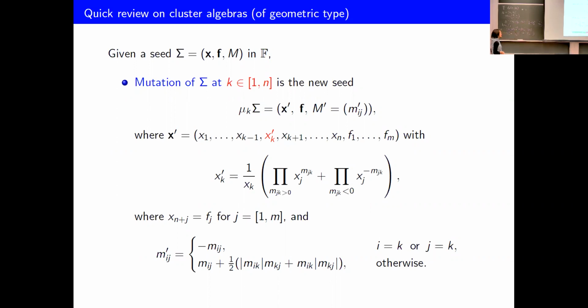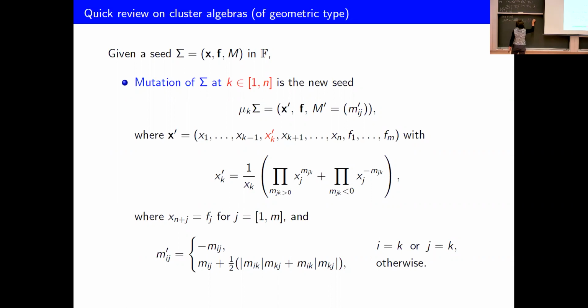Okay, then you write down this mutation matrix. This formula will give you that m prime. In this example, m prime now becomes 0, 1, minus 1, 0. It's very simple in this example. So now you got a new seed. This new seed, mu1 of the original seed, now has this x1 prime, which is 1 plus x2 over x1, and then x2.